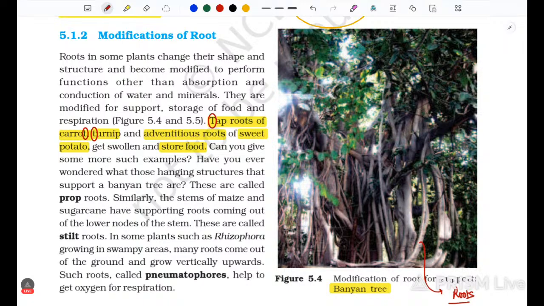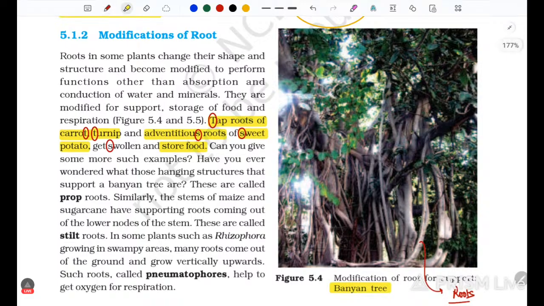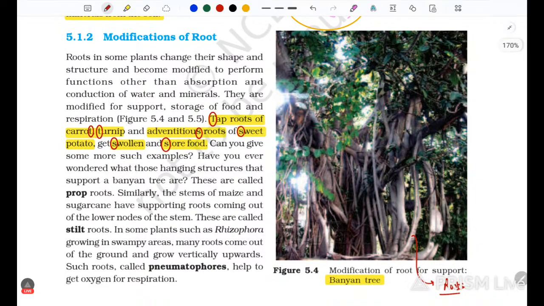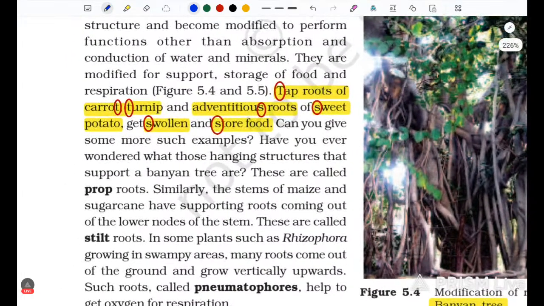Just start writing that you have got taproot. T for taproot, taproot of carrot and taproot of turnip, and adventitious, this is S for sweet potato. So adventitious root of sweet potato, and from S you can remember swollen. Why are these swollen? For storage of food. So this is one line. This line has to be learned from NCERT. Not very difficult, I'm just revising it for you.